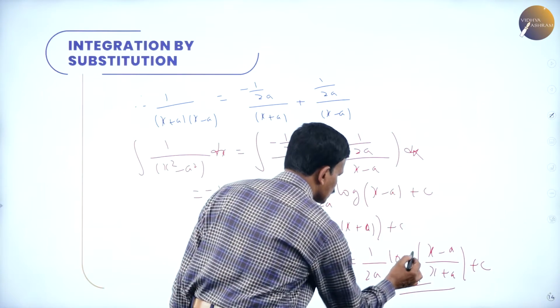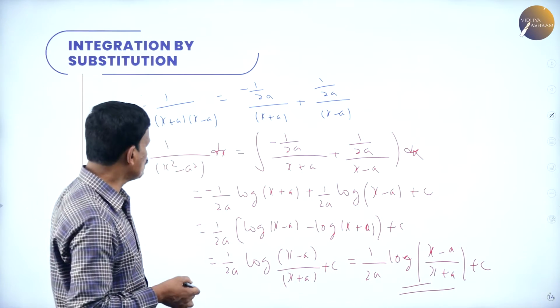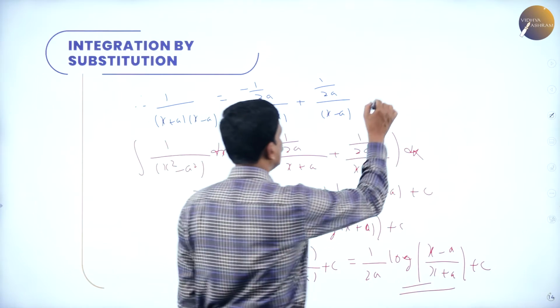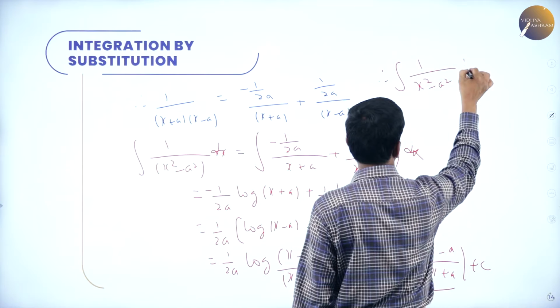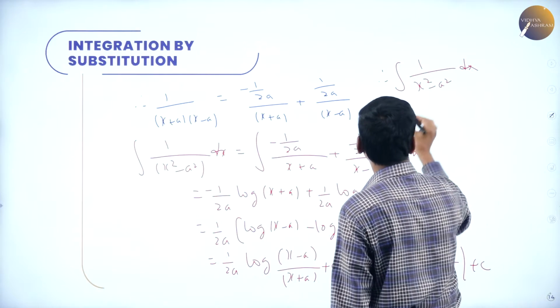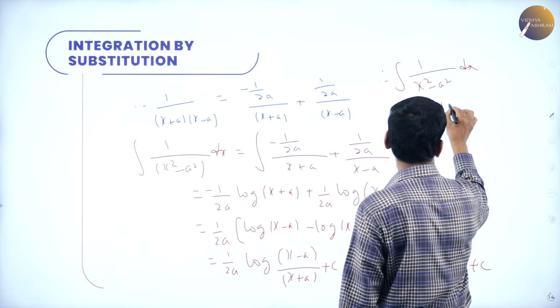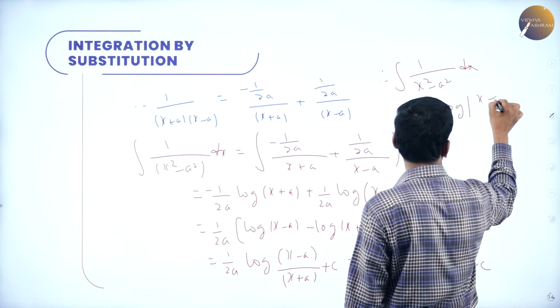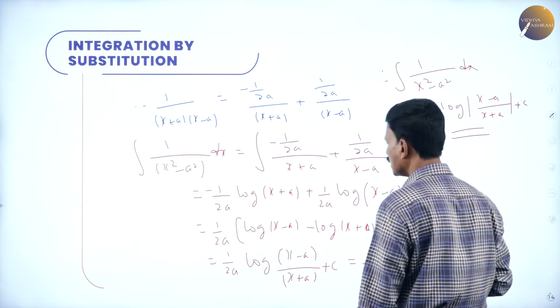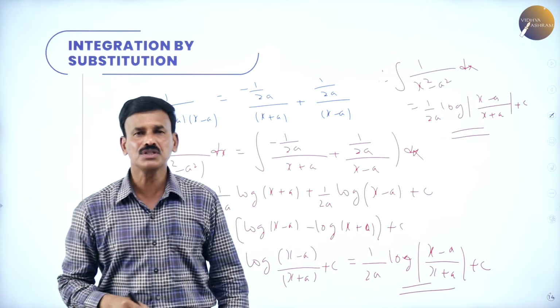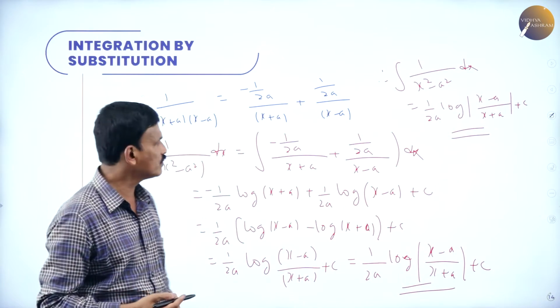That's it. Okay. This is how we are going to integrate it. So therefore the integral of 1 over x square minus a square dx is equal to 1 over 2a into log of mod x minus a by x plus a, plus c, which is the integrated answer. This is how we are going to integrate by the method of partial fraction.